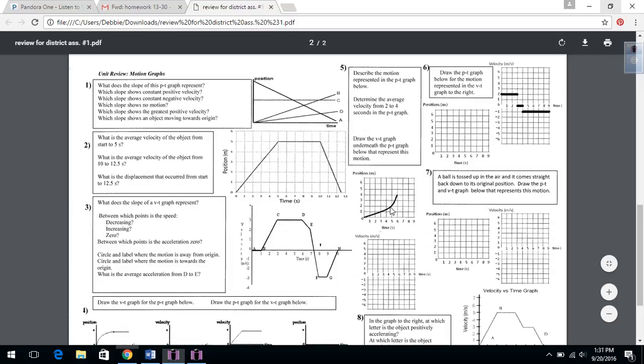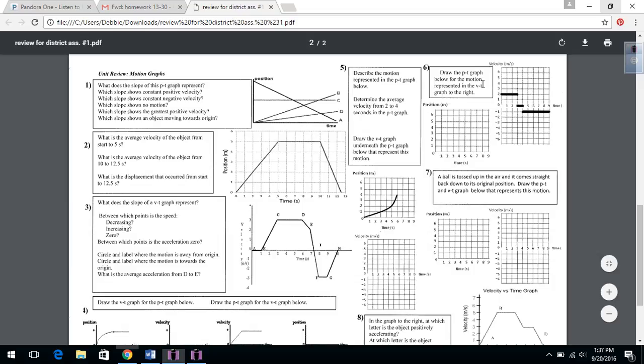Draw the V versus T graph underneath. So now you're going to take this information and put it here. So you're going to have a steady speed. Looks like for about the first 4 seconds. Okay. So that means that it's got a constant speed, and then the speed changes. It becomes more and more positive slope. So that's what you'll draw down here.